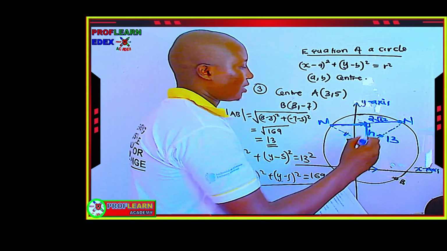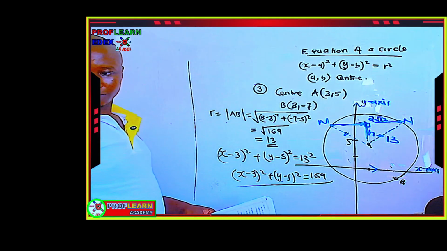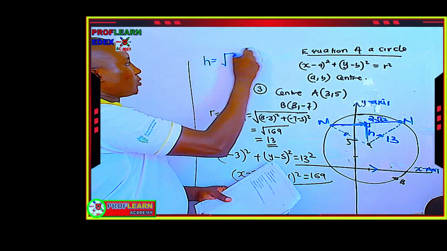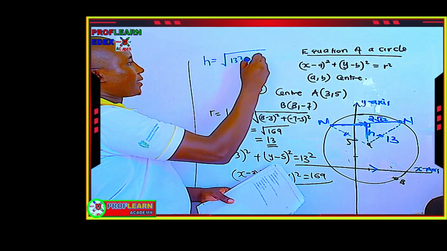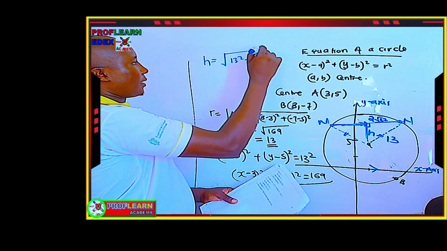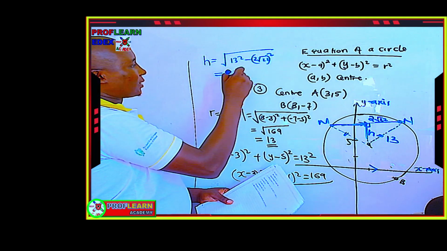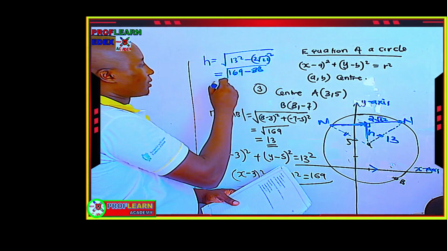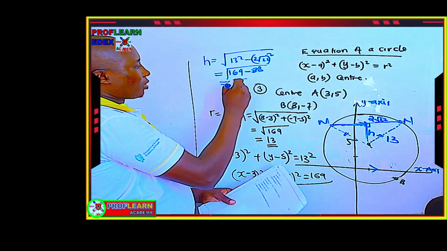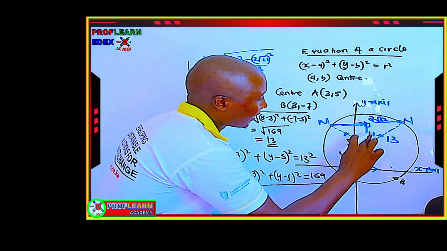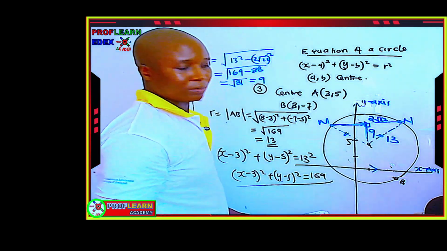So how can we find the value of h? Our h is going to be the square root of 13 squared minus 2 root 22 squared, which is going to be 169 minus 88. And if you subtract this, dear prof learners, you're going to get 81, and that gives you 9. So meaning this height here is 9.